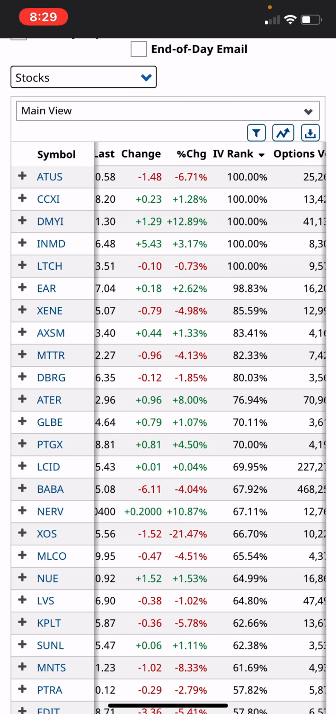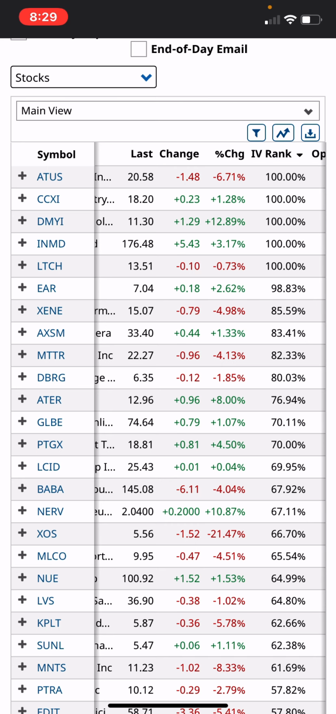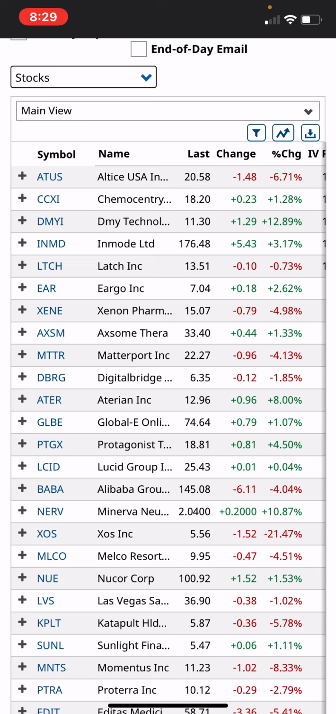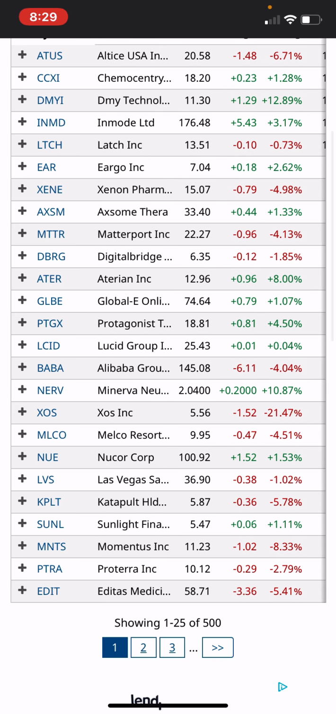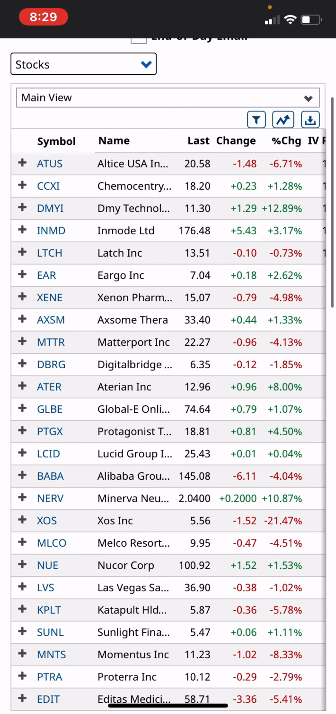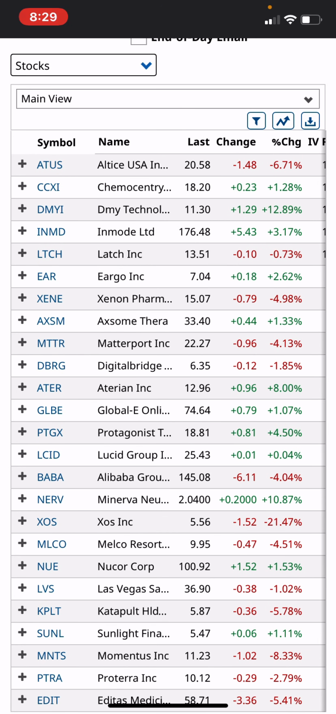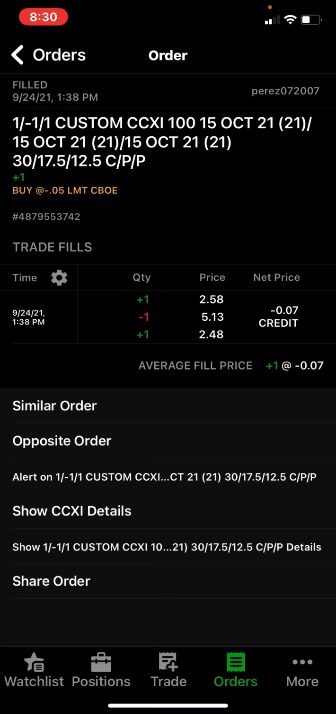My prior video was on Altice, which had 100 IV rank, and I did a put credit spread. And as you can see, there's several here, with 100 and goes down. Anything over 50 is great. I actually tried to do a trade in Las Vegas Sands. I don't know if I got filled. Let me see if I did a trade in CCXI. I did a customized trade in CCXI, and I'll show you what I did, and I'll make this video about CCXI.